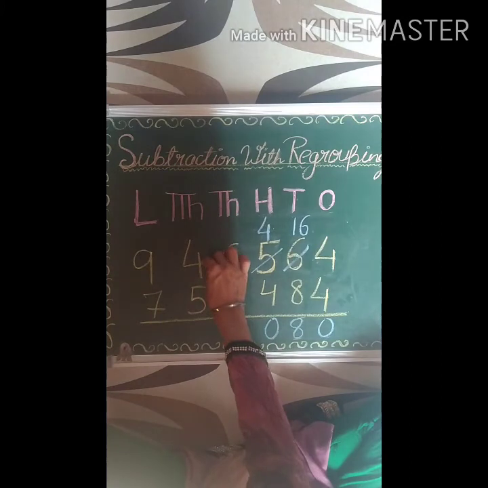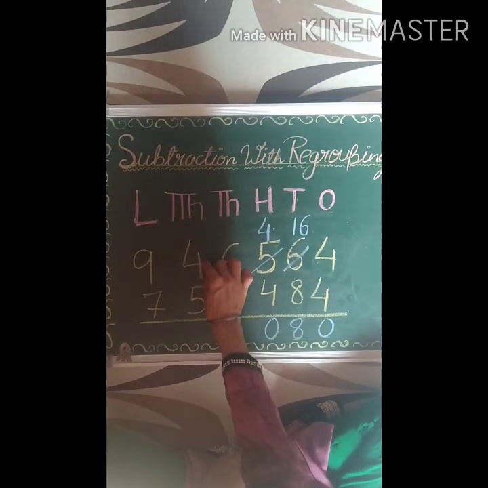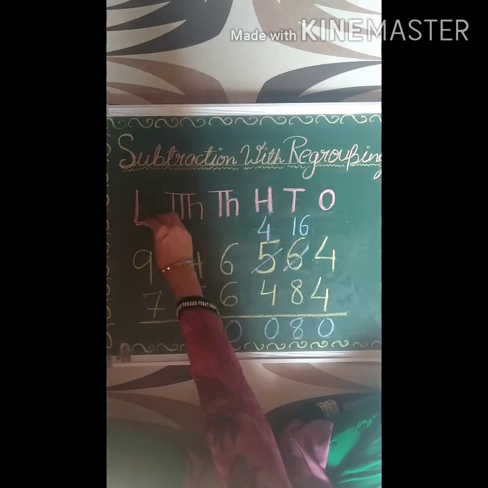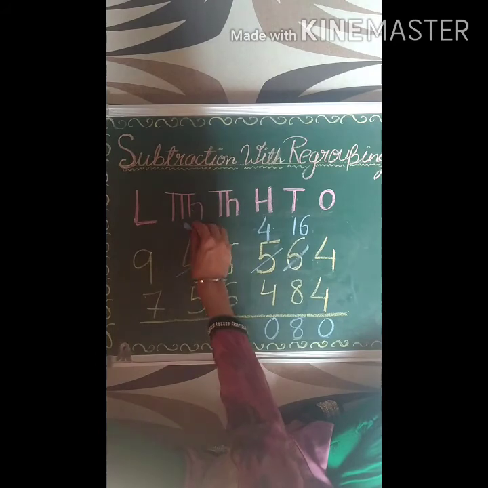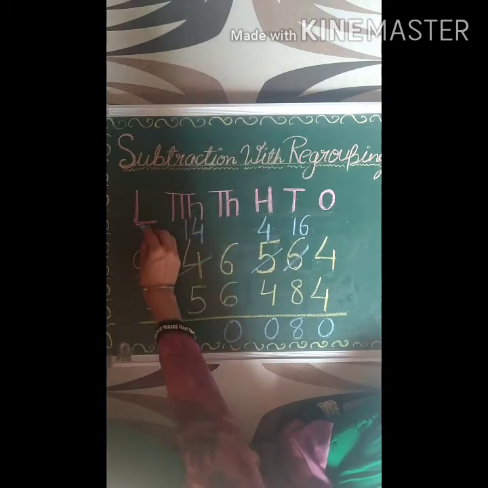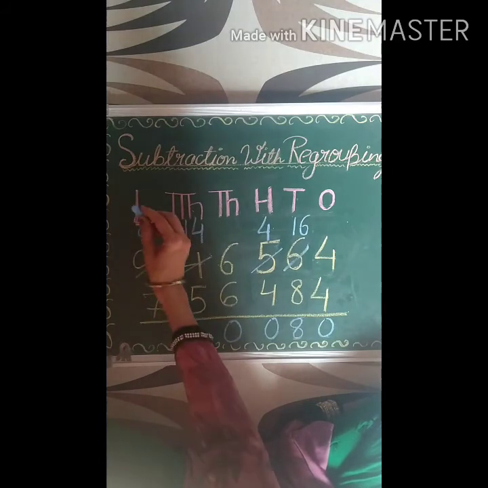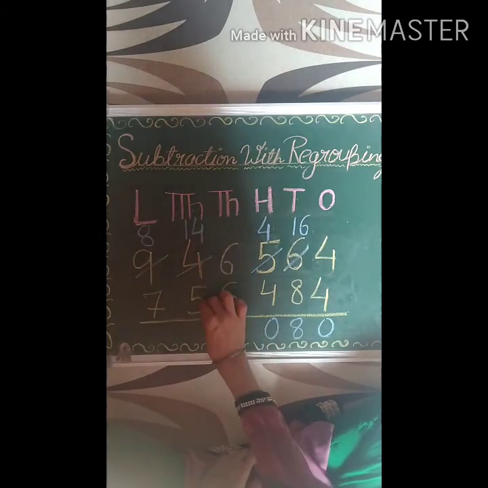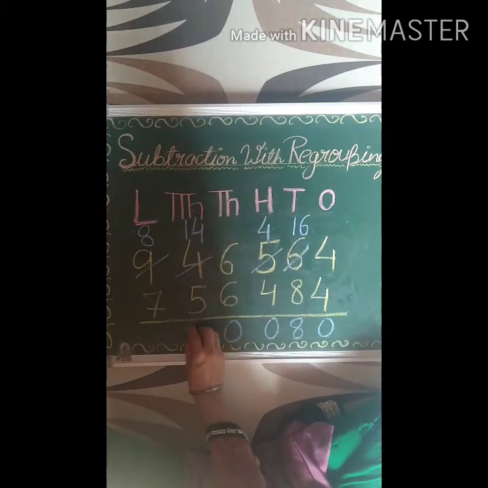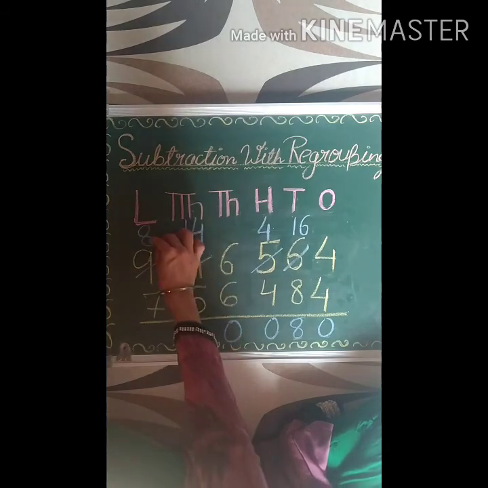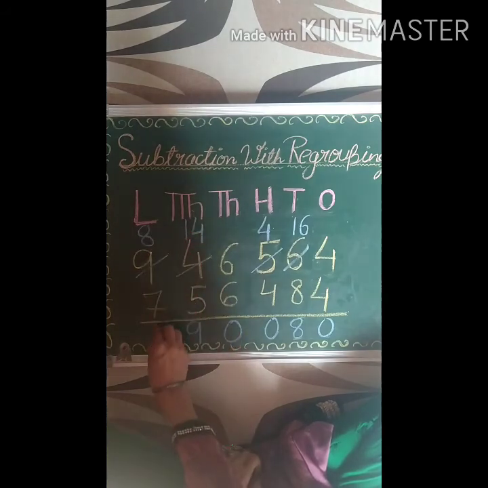Moving to the 10,000 place. Once again, 4 minus 5 is not possible. So we borrow 1 from the lakh friend. And at 10,000 place, we are having 14. And at lakh place, 9 will become 8. So 14 minus 5 is, count on your fingers. Yes, it's 9. Now at lakh place, 8 minus 7 is equal to 1.